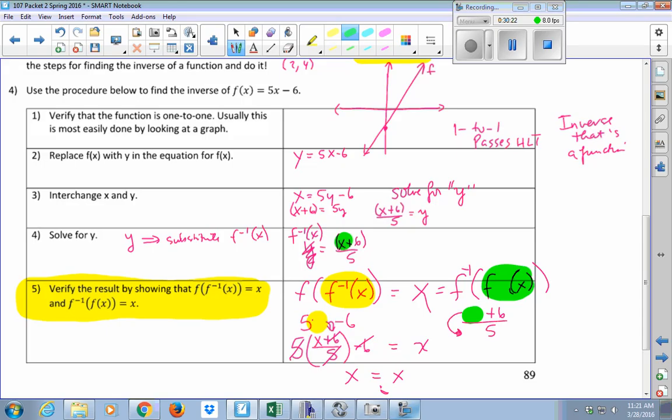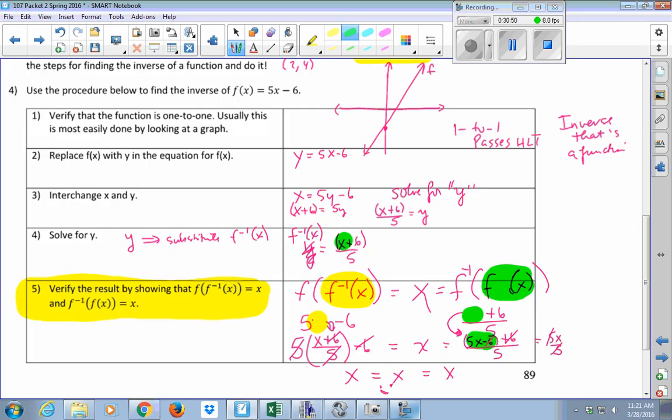Blob is f of x. So f of x is 5x take away 6. That's my blob right here. I'm going to add 6 to it and divide by 5. So let's see what that gives us. This negative 6 and the plus 6 gives me 0. That gives me 5x over 5. That gives me x. x equals x. Now I can complete my smiley face.